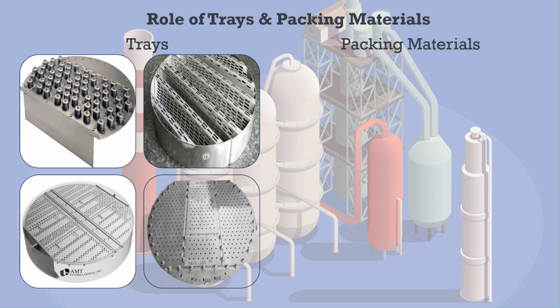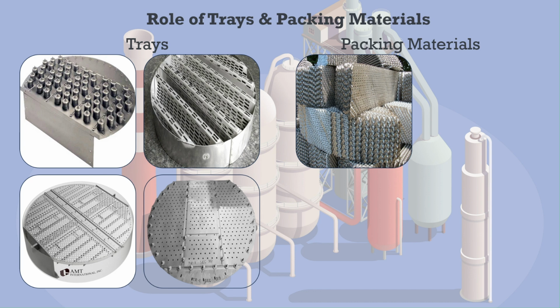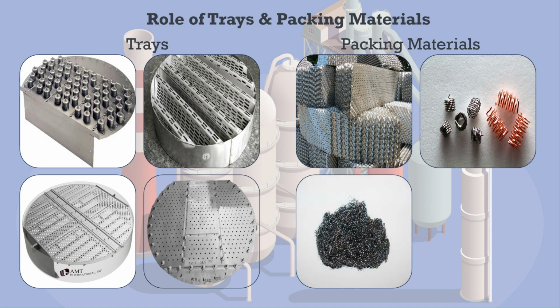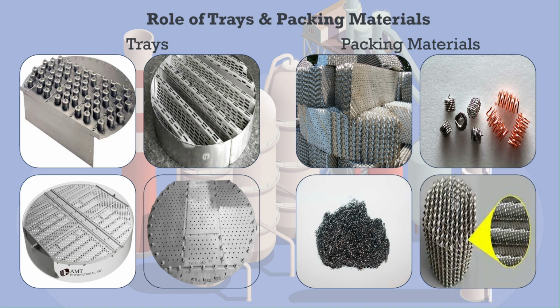Packing materials. Packing materials are used instead of trays in some columns. They fill a section of the column and provide a large surface area for vapor and liquid to interact. Packing can be random, like Raschig rings or glass beads, or structured, arranged in a specific pattern, both designed to enhance surface area and mass transfer.